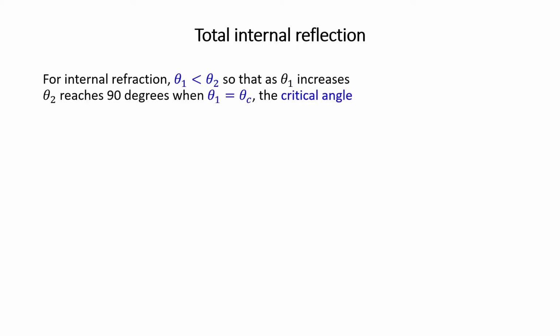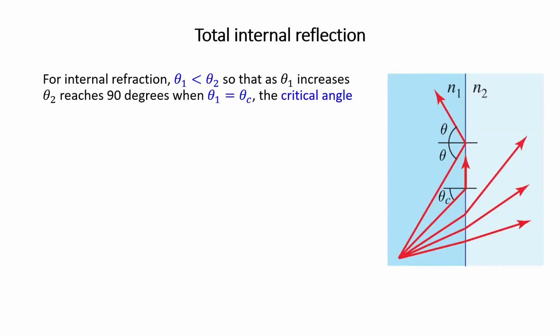Now, for internal refraction, we know that theta 1 is less than theta 2 as we saw in the previous slide, but if I increase theta 1, finally theta 2 reaches 90 degrees as you see here. This angle is 90 degrees, and that means that the refracted ray is parallel to the boundary. The corresponding theta 1 is shown by theta c, and it is called critical angle.